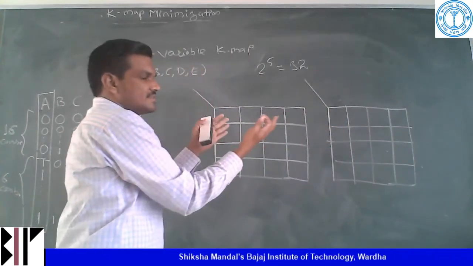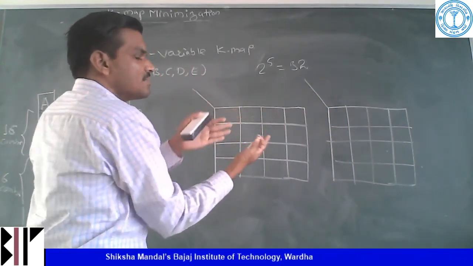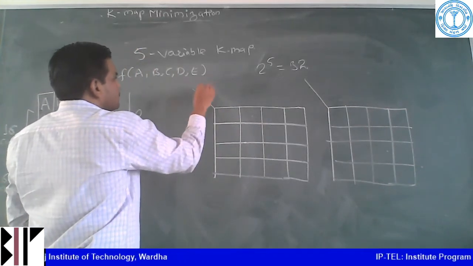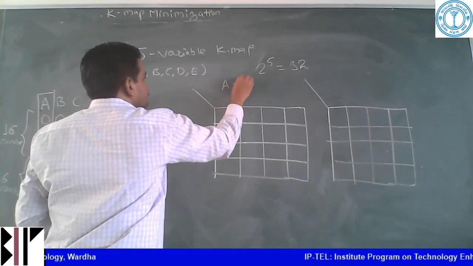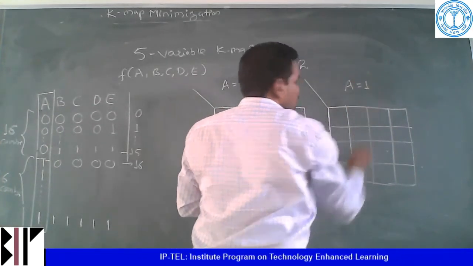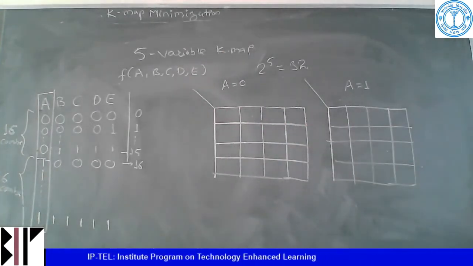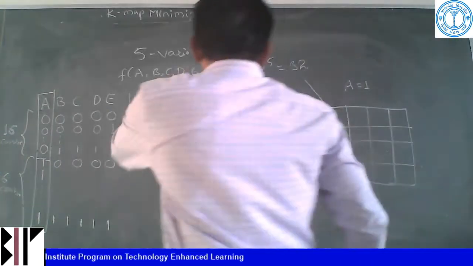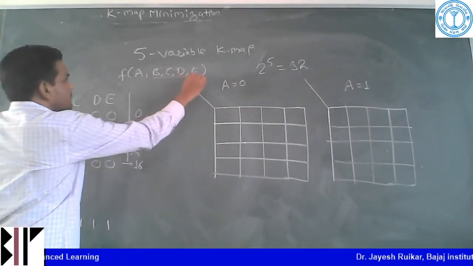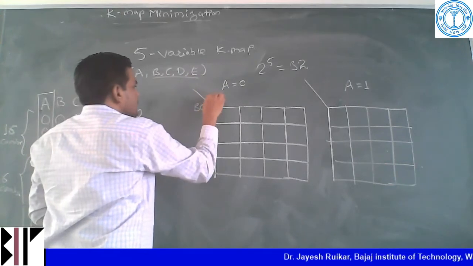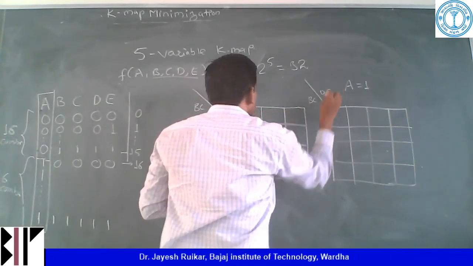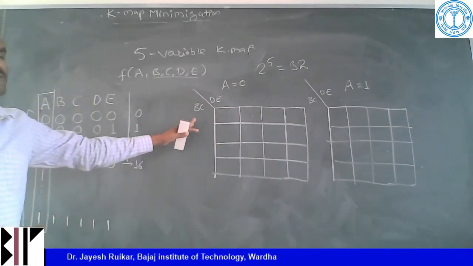You can visualize these as overlapped K-maps, overlapped on one another. On the first variable I will write A equals 0. This is for A equals 0, and this is for A equals 1. And I am representing the rest of the variables. Now this is my B, C and D, E. All the things are the same, B, C and D, E. Got this?